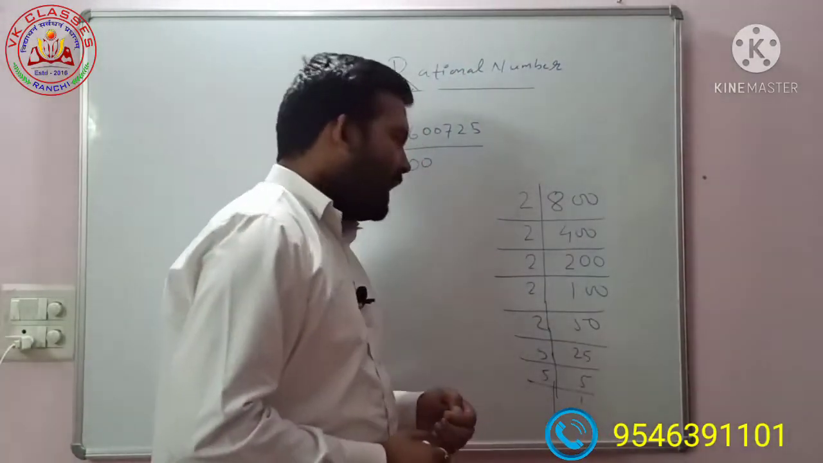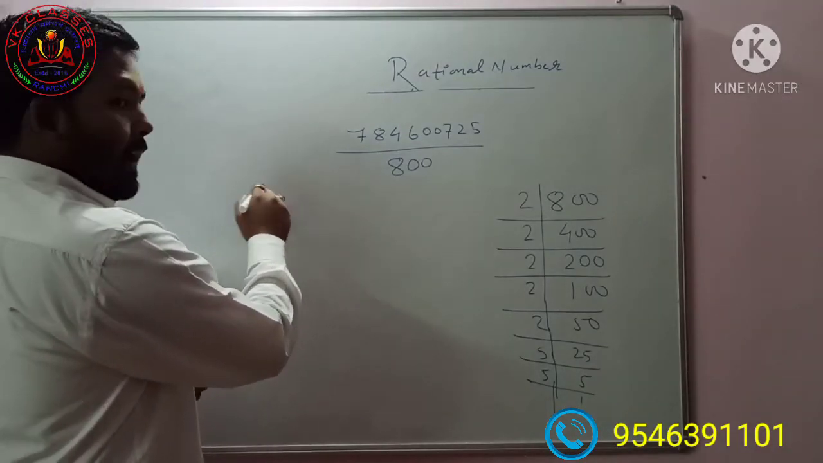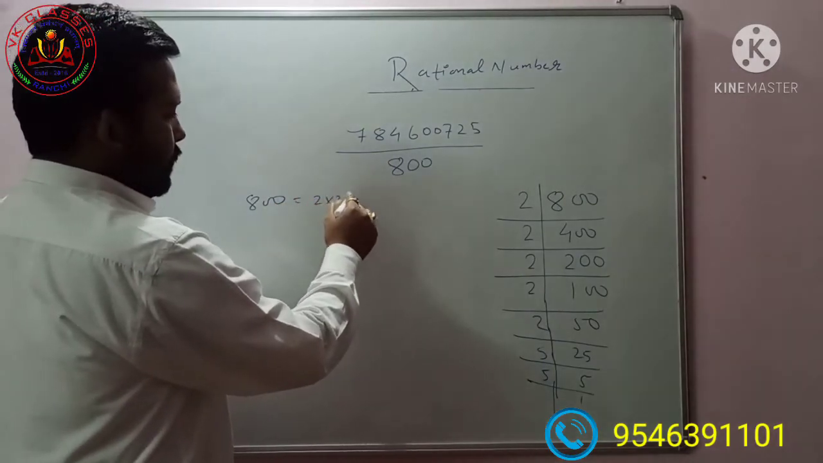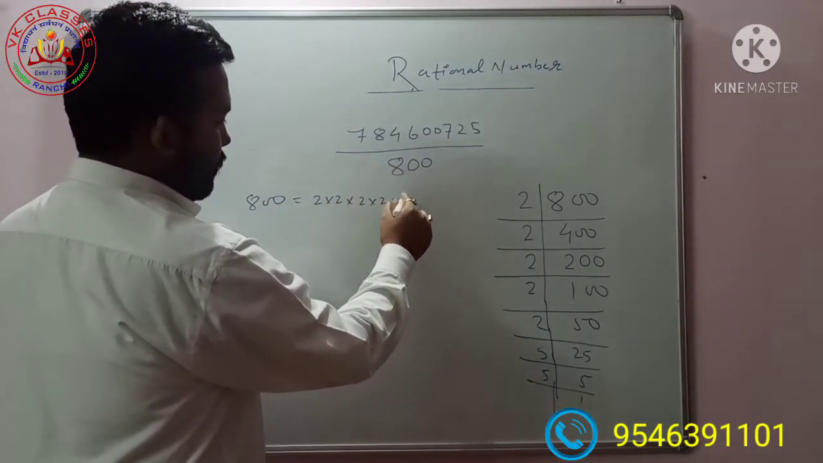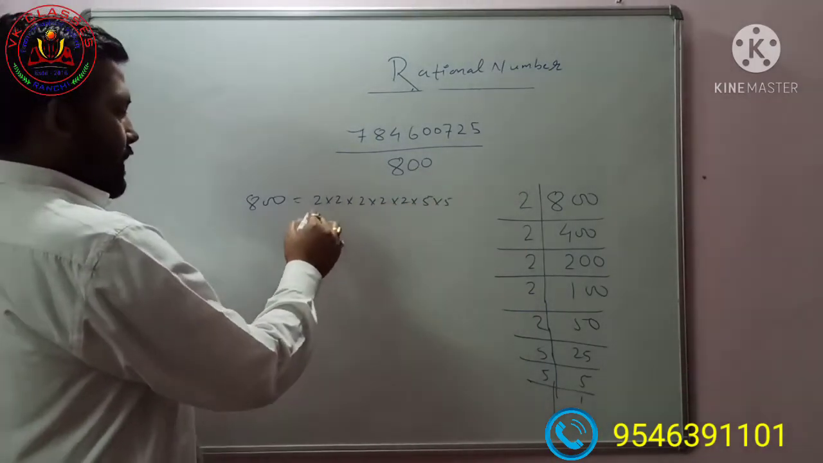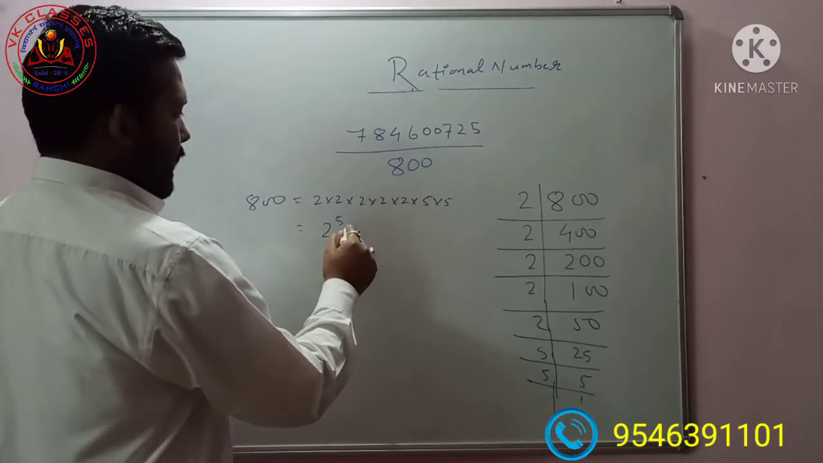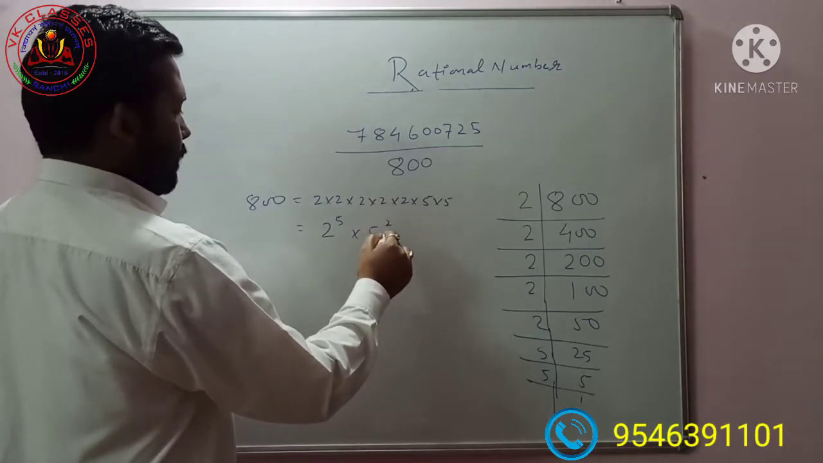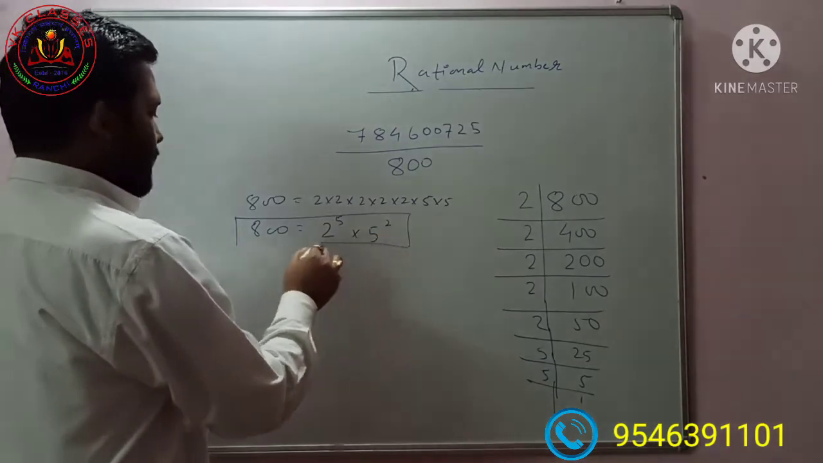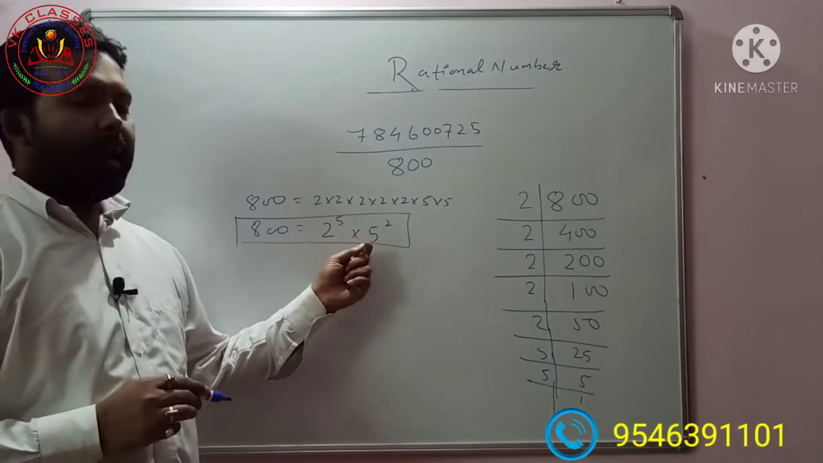So we can see that the denominator 800 is equal to 2 into 2 into 2 into 2 into 2 into 5 into 5. We can write this as 2 to the power 5 into 5 to the power 2. So we have resolved 800 in the form of 2 to the power m into 5 to the power n.